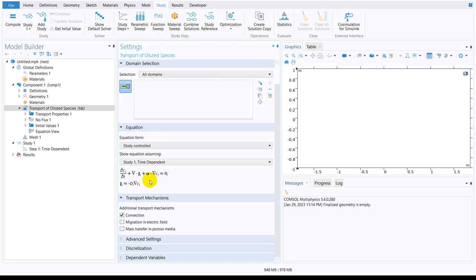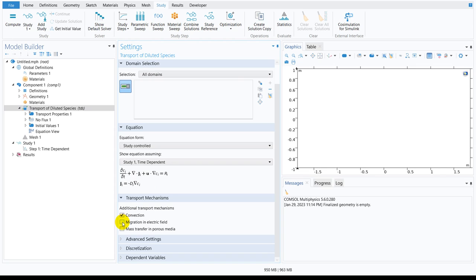So in layman's language, if you have a flow in your system, then you have to opt for this term. Otherwise, you can see there are some options where you can check in and check out. If I check out, then you see there is no term in relation to the velocity. This way you can modify your equation, and COMSOL gives you the liberty to modify your equation.